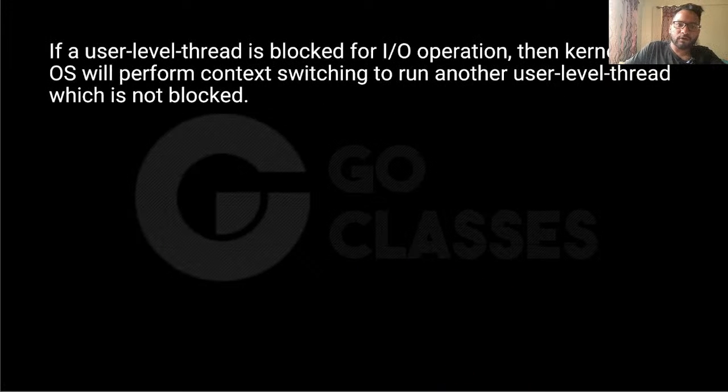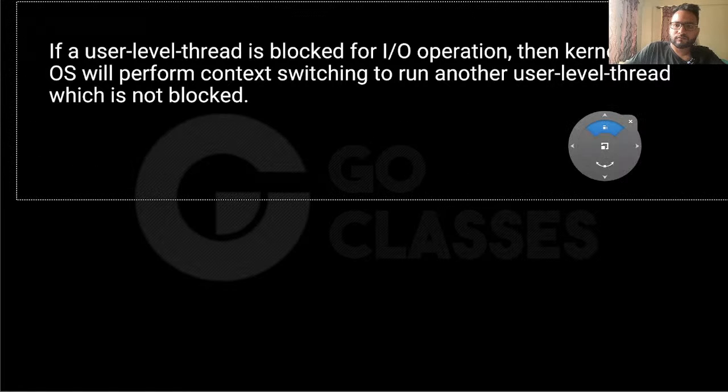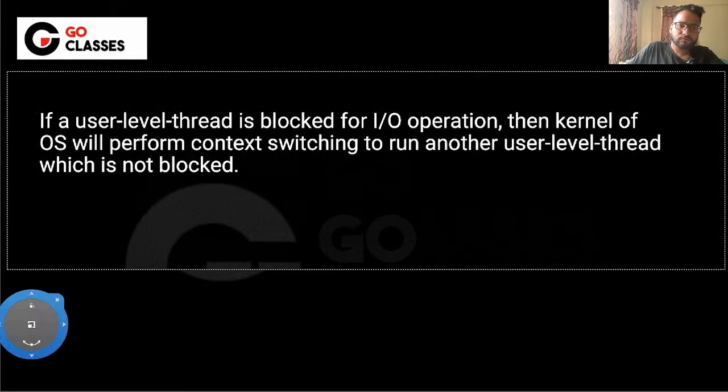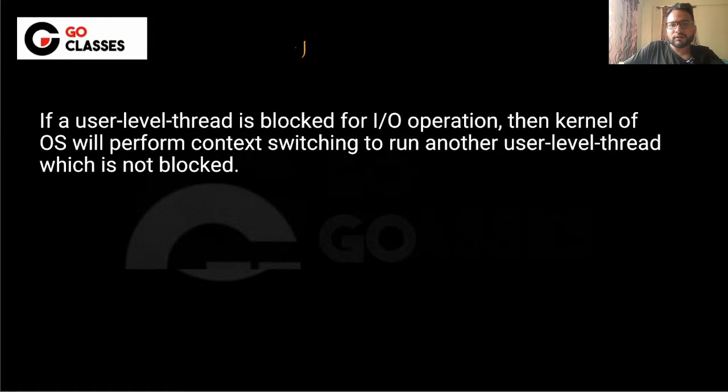Now let's solve this question. Tell me if it is true or false. If a user level thread is blocked for an IO operation, then the kernel of the OS will perform a context switch to run another user level thread which is not blocked. Is it true? If one thread is blocked, will the operating system schedule another thread if it is a user level thread?